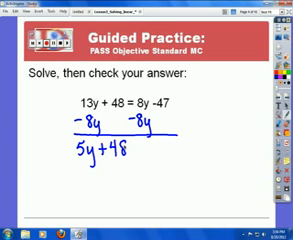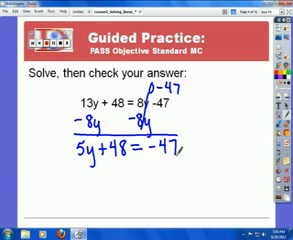Bring down the positive 48. And on the right side, 8y minus 8y, or 8y plus negative 8y, is 0. And 0 minus 47 is negative 47. So I just bring down that negative 47.